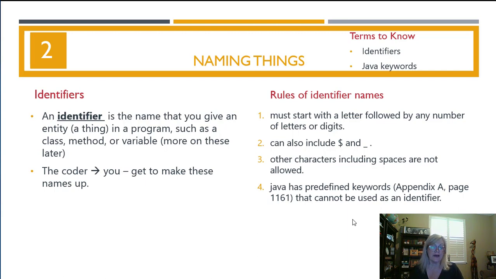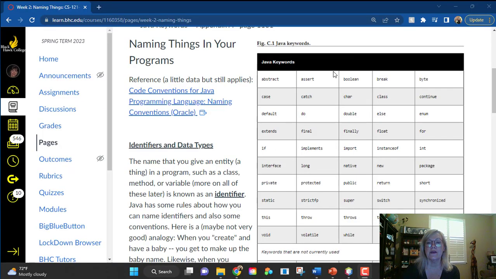Java has some predefined keywords, and you'll find that in Appendix A. And so you cannot call a variable name using one of those predefined keywords. So here are some of the Java keywords. So you could not create a variable called abstract or catch or do.